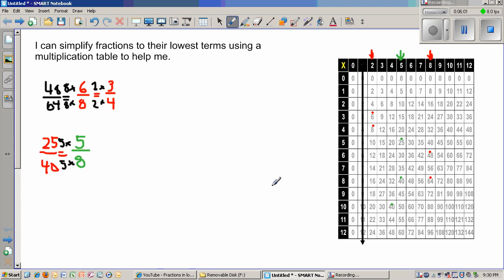If you would like to use this strategy using the multiplication table, I encourage you to use that strategy. If you have another strategy that helps you get the right answer to simplify fractions, use that one too. This is just another way that you can help yourself simplify fractions.